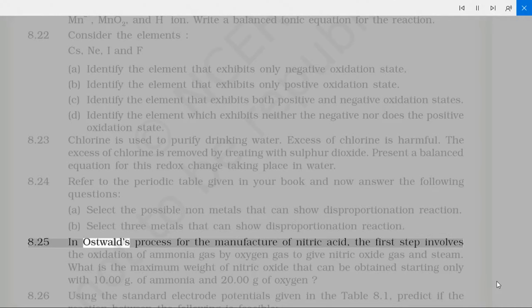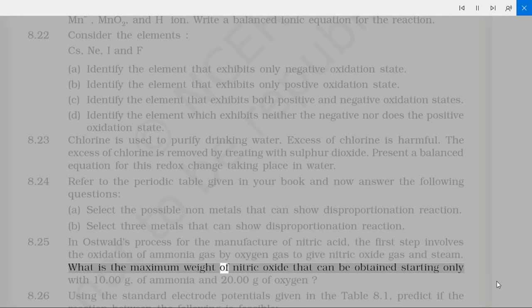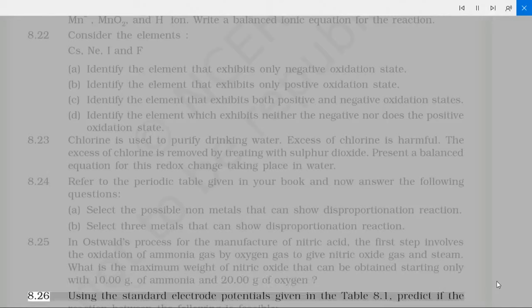8.25 In Ostwald's process for the manufacture of nitric acid, the first step involves the oxidation of ammonia gas by oxygen gas to give nitric oxide gas and steam. What is the maximum weight of nitric oxide that can be obtained starting only with 10.00 g of ammonia and 20.00 g of oxygen?